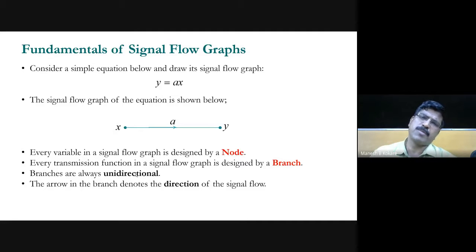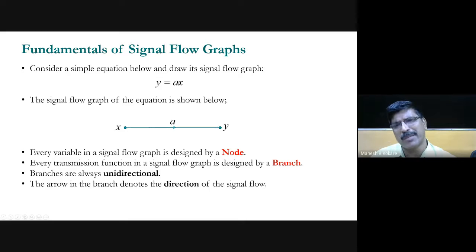Now, see the fundamental of signal flow graph. For example, we have been given a mathematical equation: y = ax. What will be the signal flow graph of this equation? Y and x are variables. Y is the output variable, x is the input variable, and this x signal gets multiplied by the gain a. This can be represented by a signal flow graph in a simple way: y = x times a. So a is the gain of that branch or path, which gets multiplied with the signal x.